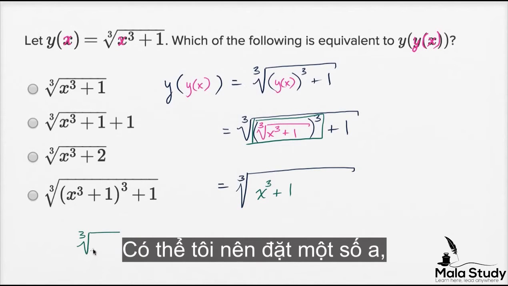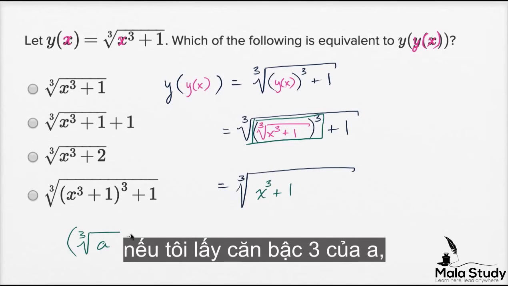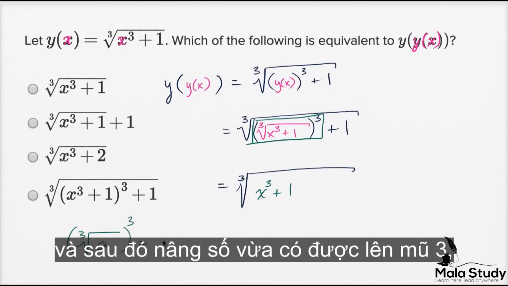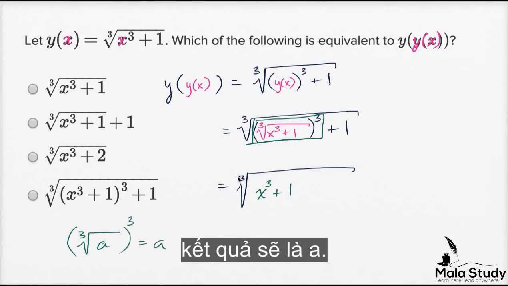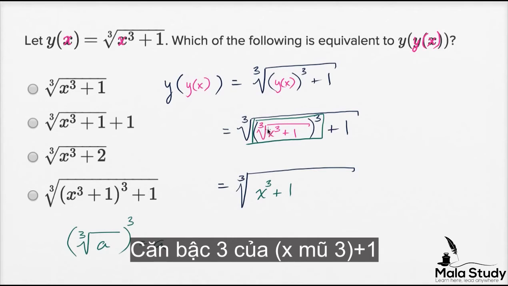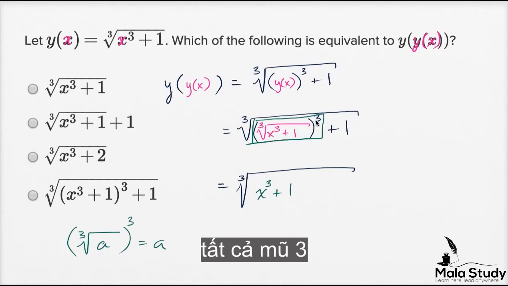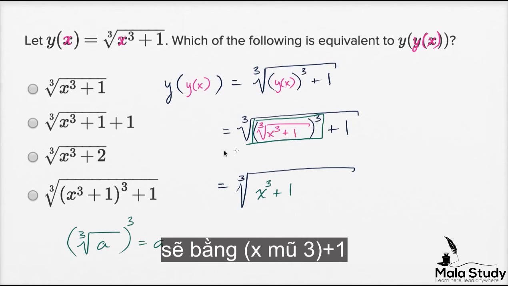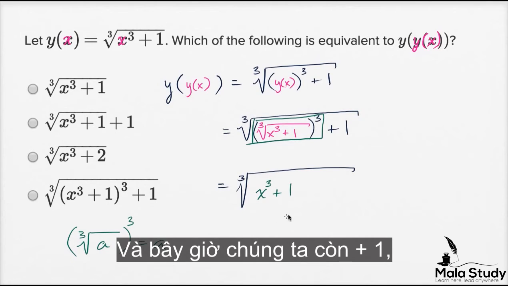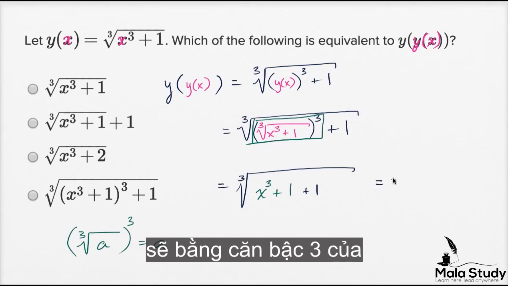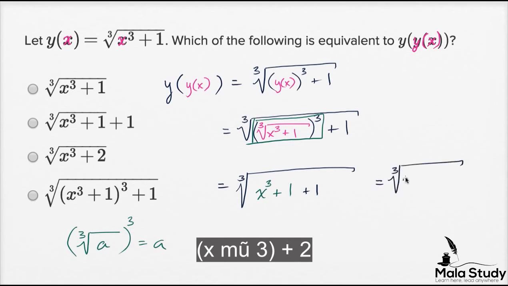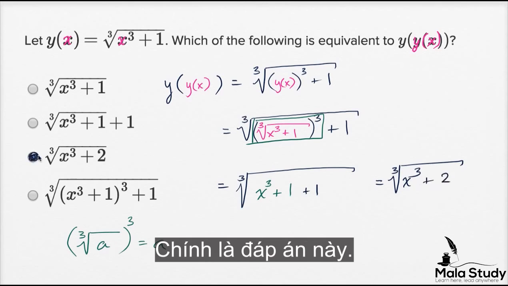Or maybe I should put it this way: if I take the cube root of a, and if I raise it to the third power, that's just going to be a here. And that's all I did right over here. The cube root of x to the third plus 1, to the third power, is just going to be x to the third plus 1. And then now we have the plus 1. So this is going to be equal to the cube root of x to the third plus 2, which is that choice right over there.